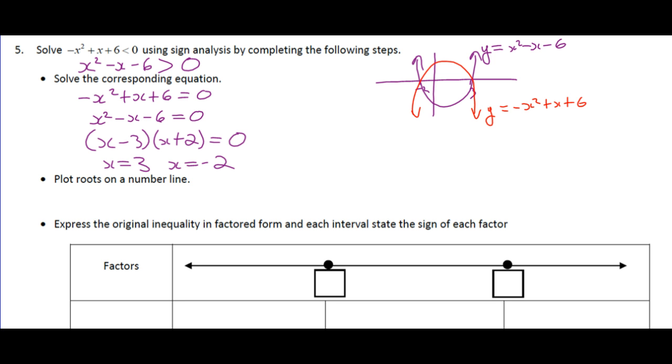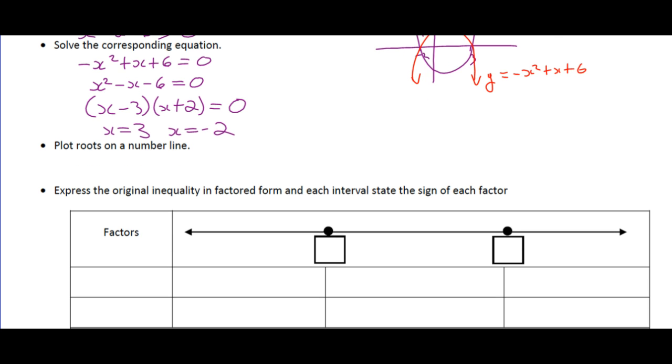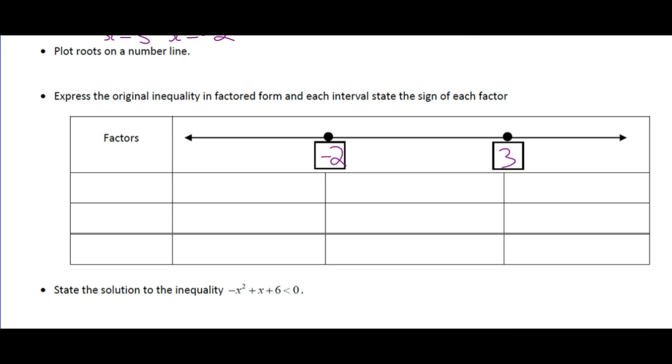So if you want to rewrite your inequality to have a positive x squared, be my guest. It's fine. It's an identical inequality as long as you flip the inequality sign, having made everything negative, changing everybody's sign. Plot the roots on a number line. So this time, here's the number line, and we have negative 2 and 3.